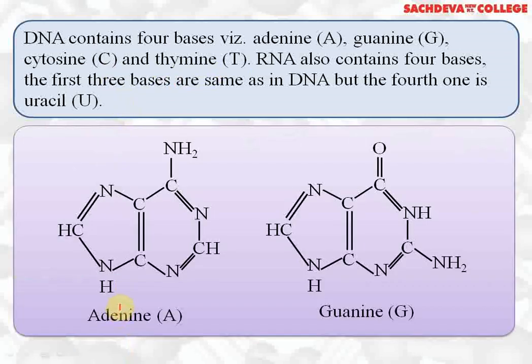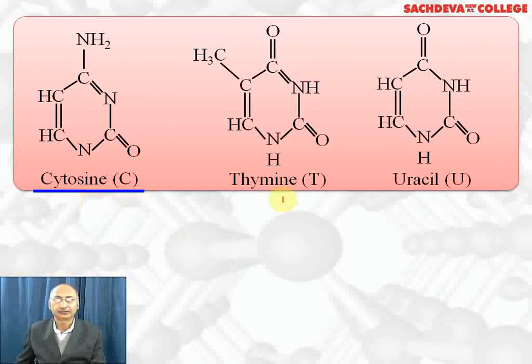This is the structure of adenine. This is guanine. You may not be able to or need to remember the structures of these, but you can understand the names: adenine, guanine, cytosine, thymine, and uracil.